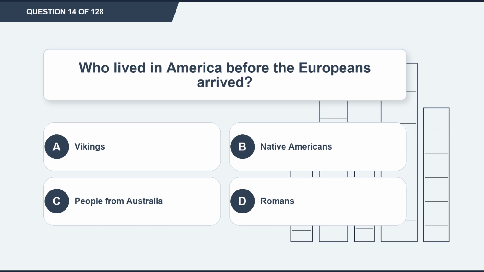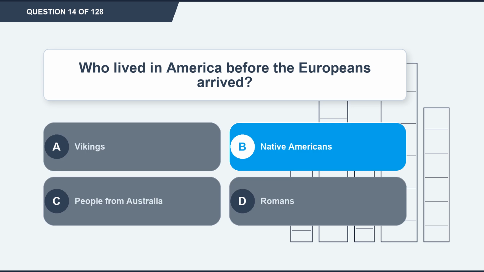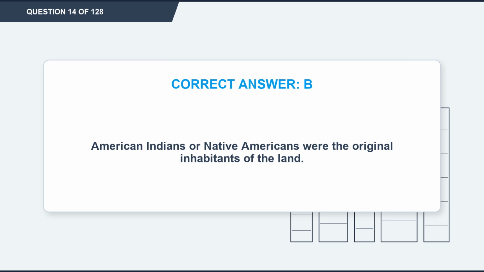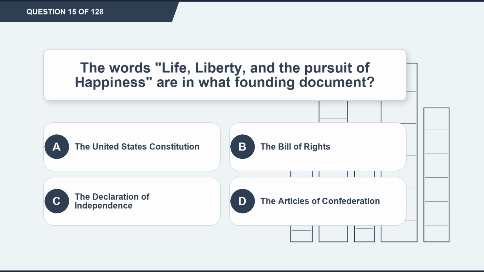Question 14. Who lived in America before the Europeans arrived? Option A. Vikings. Option B. Native Americans. Option C. People from Australia. Option D. Romans. The correct answer is option B. Native Americans. Explanation. American Indians or Native Americans were the original inhabitants of the land. Question 15. The words life, liberty, and the pursuit of happiness are in what founding document?